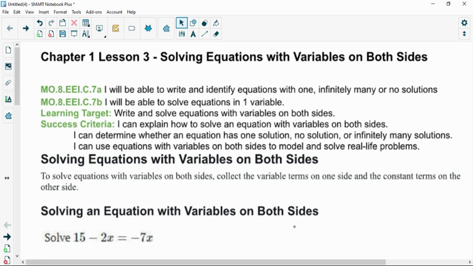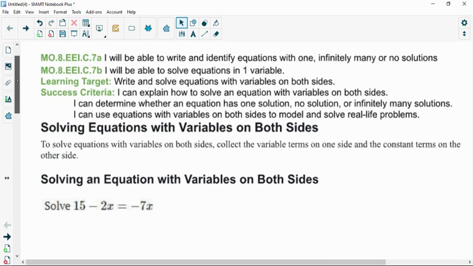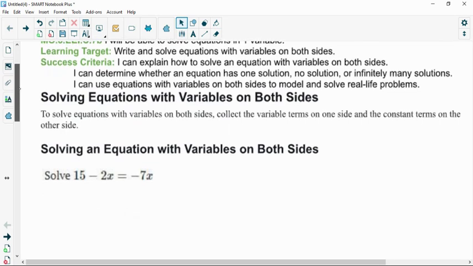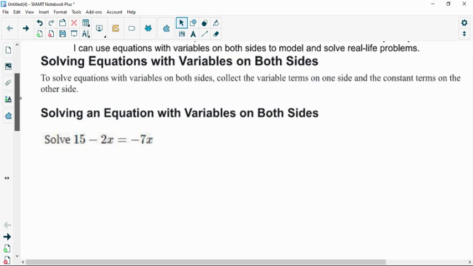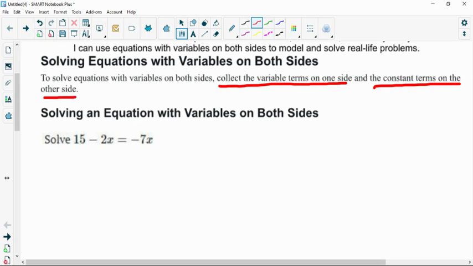And this also ties into the standard that states I will be able to solve equations in one variable. So we're still working in one variable, but now we're going to put the variable on both the left and the right side. To solve equations with variables on both sides, collect the variable terms on one side and the constant terms on the other side.